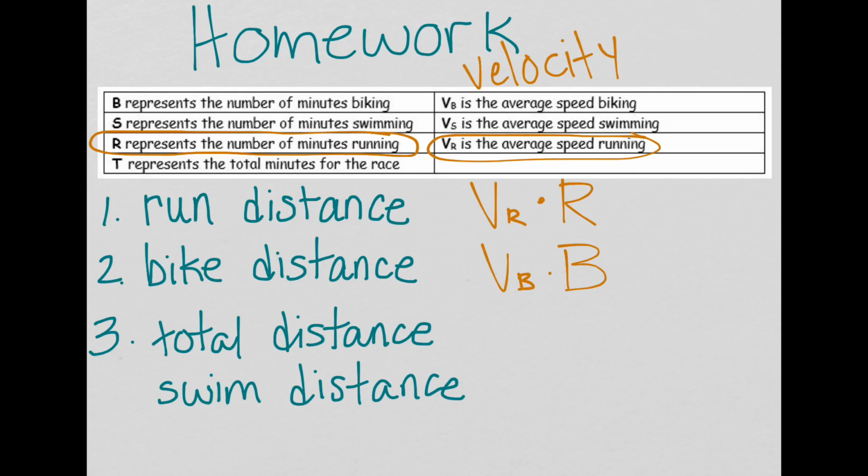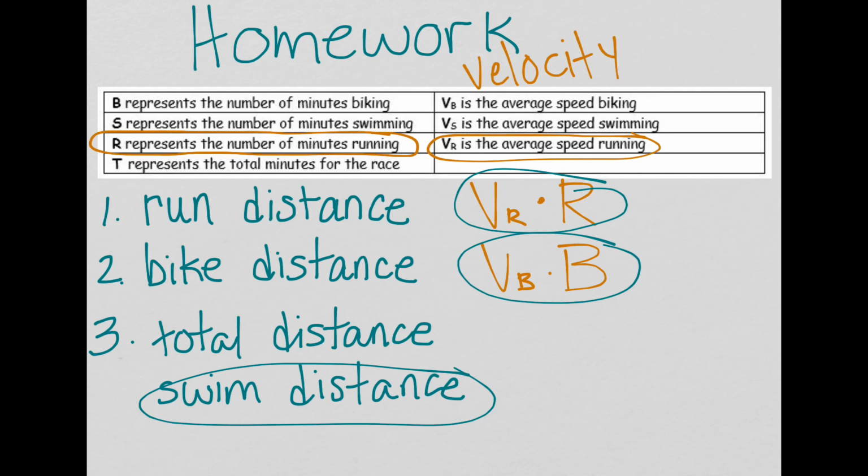So then for number 3, when you have to write an expression that represents the total distance of a triathlon, well, I need the distance that I ran plus the distance that I biked plus the distance that I swim. So you're going to have to come up with a swimming expression and then write them all added together. There's no simplifying to do. It's just going to be, like I'll start it off, it's going to be VR times R plus VB times B plus the swimming distance. Then I'll let you finish that.